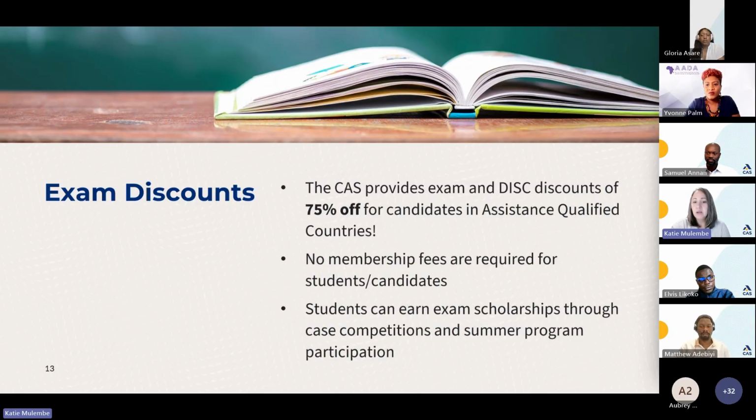And in addition, we provide opportunities for students to earn scholarships through various CAS programs and case competitions. So you'll find that these discounts do make the CAS one of the lower cost options to earning a globally recognized actuarial designation.